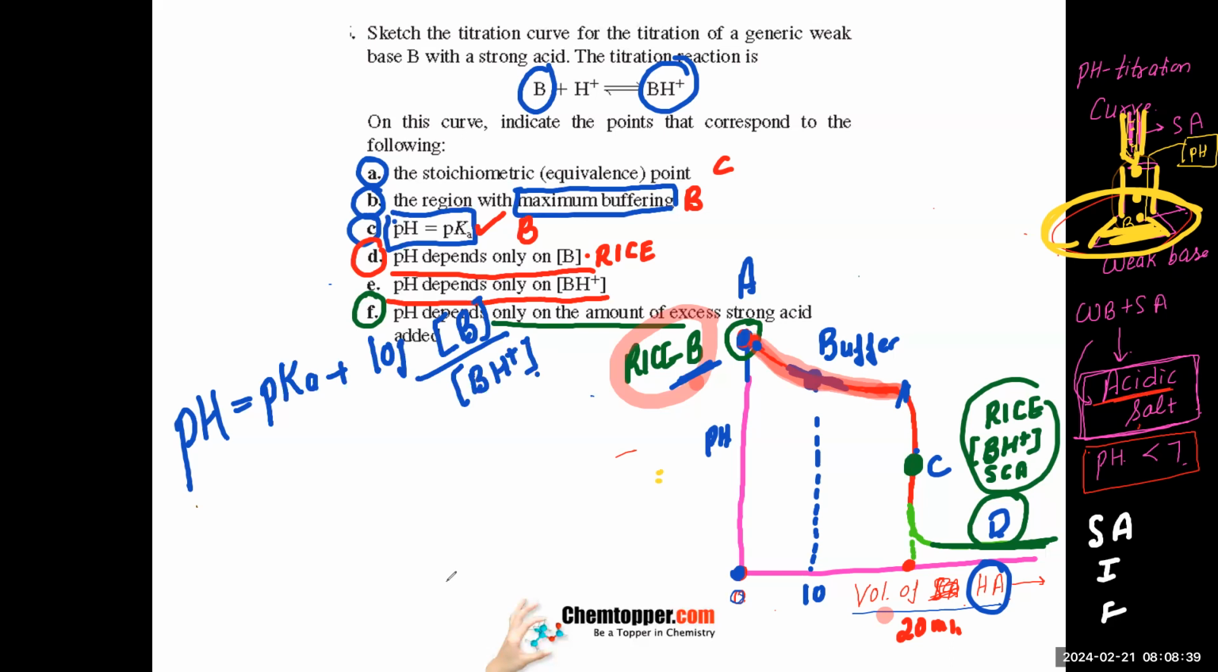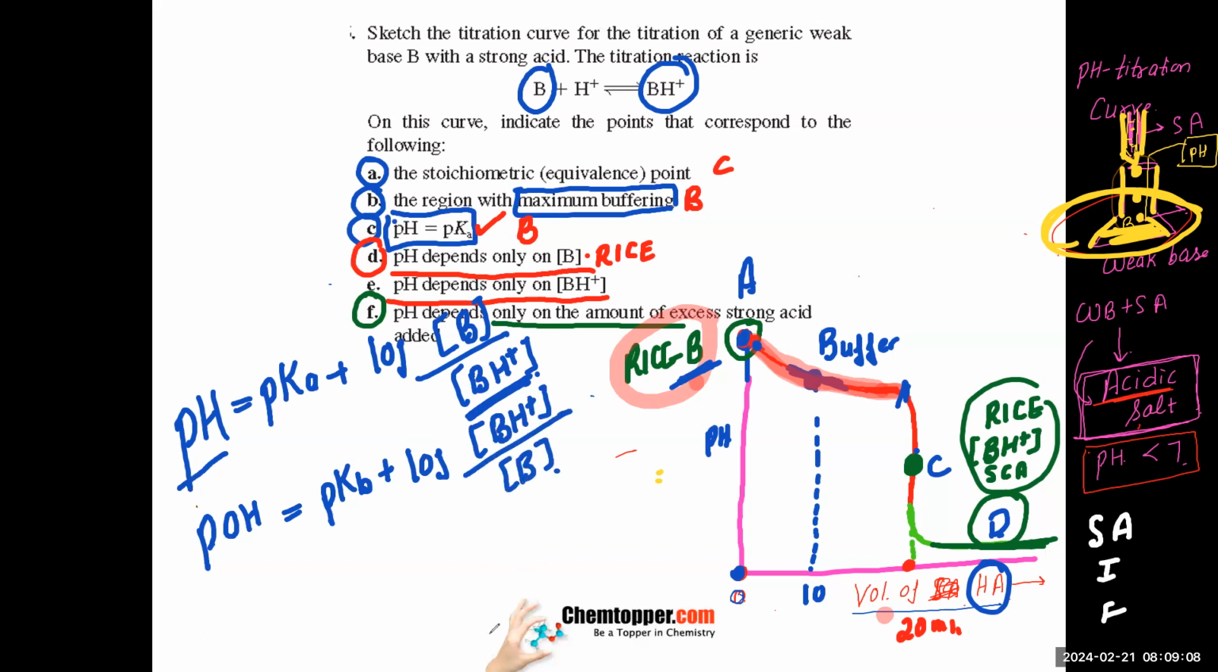Yes, Aditi. But if I say write the equation for the base, for the pOH, just analyze it. Try to understand and memorize it. If you are working with pH, the acid will go in the denominator over here. But if I say pOH, then pKa will become pKb. And then in the numerator, you have the acid, BH plus. In the denominator, you have the base.